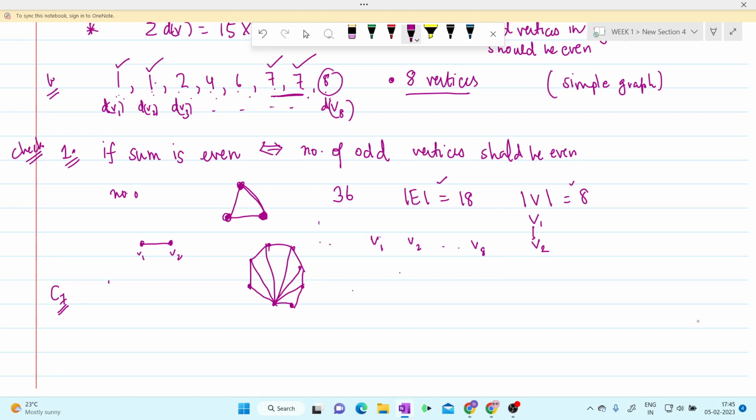Hence, in a simple graph at least, we are assuming this graph is simple. You can apply Handshaking theorem. But we don't need to apply any theorem. Without the theorem also we are getting that, because we have 8 vertices. Any vertex can have degree at most 7, because if we have 8 vertices, this first vertex has only 7 options.